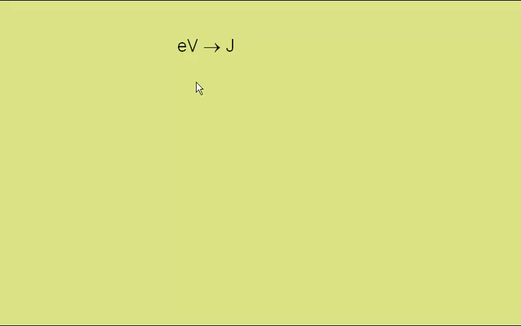In going from electron volts to joules, we simply multiply by the charge on the electron, 1.6 times 10 to the minus 19. This gives us a smaller number. If you're going from electron volts to joules, you're going to end up with a smaller number than you started with.